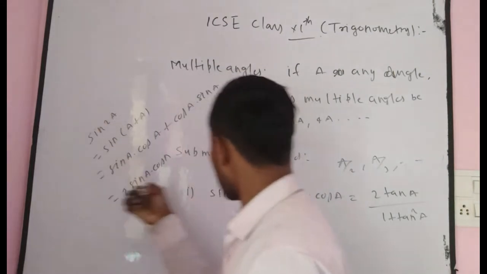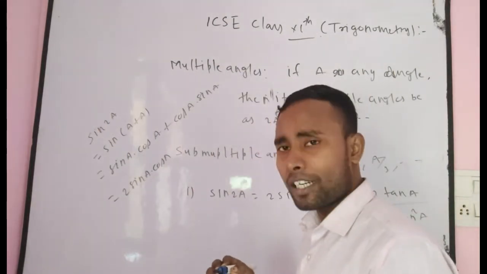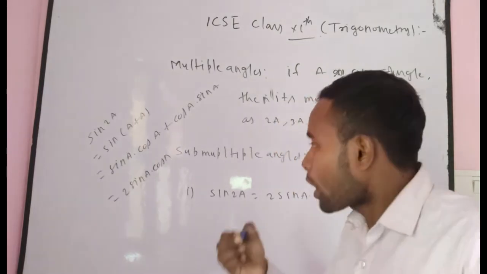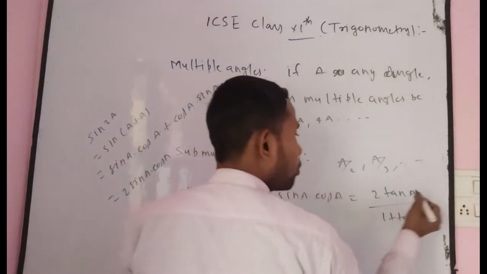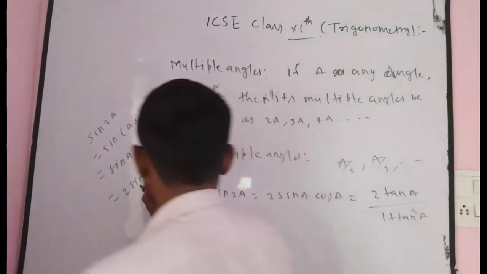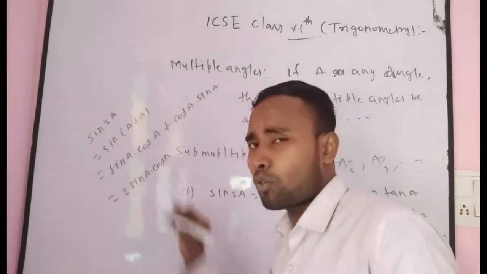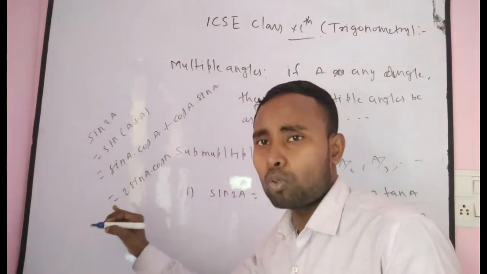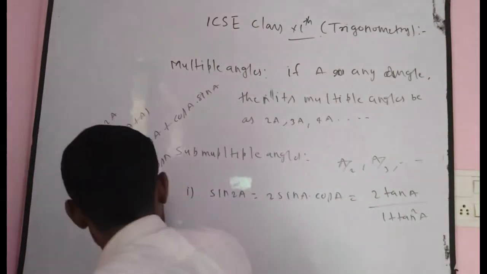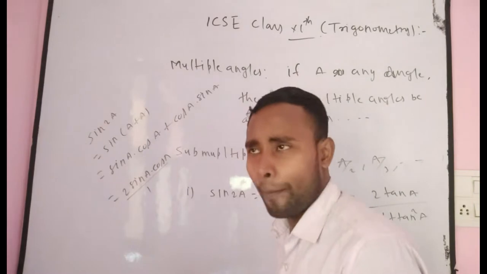With the help of this formula, you can prove 2 tan A divided by 1 plus tan square A. Now the question arises, how can you prove sin 2A is equal to 2 tan A divided by 1 plus tan square A? It is also very easy, because as you know sin 2A is equal to 2 sin A into cos A. Can you write 1 in the denominator? Because if you write 1 in the denominator, it is unaffected.